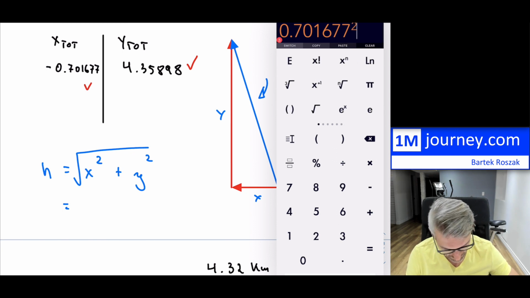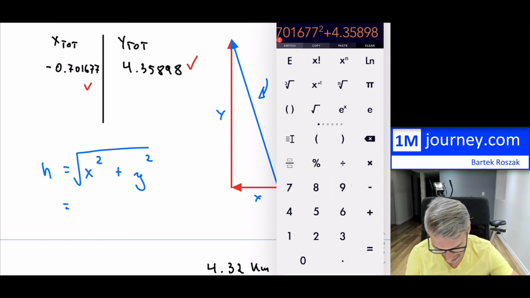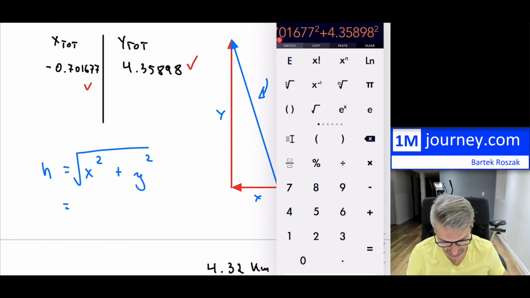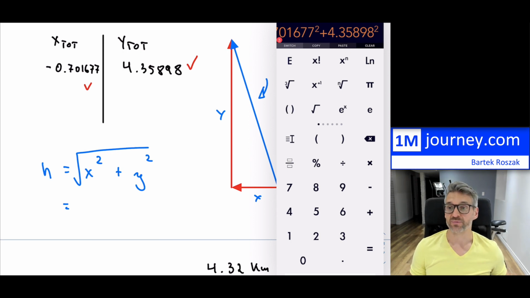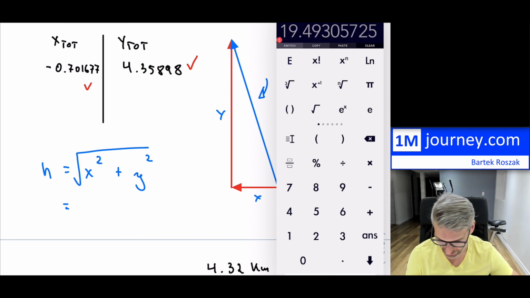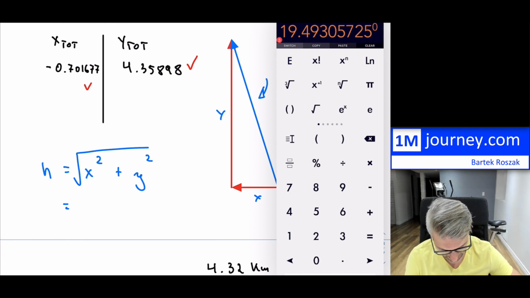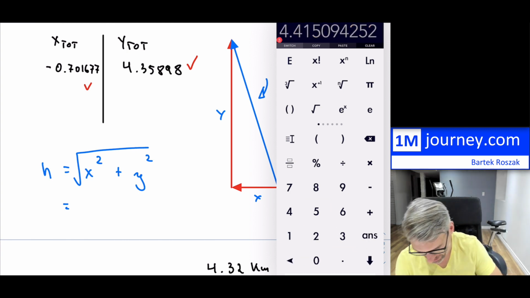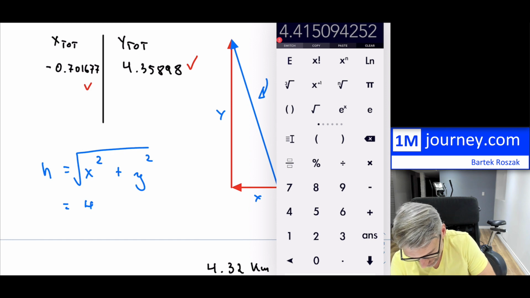So that is squared, and then plus 4.35898 squared. I kept numerous decimal places, as you can see there, about 5 or 6. So if I have that, this is my result, and now I have to take the square root of this. If I take my answer and now take the square root of that, it's approximately 4.4.